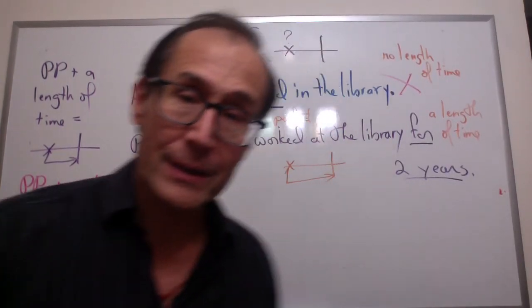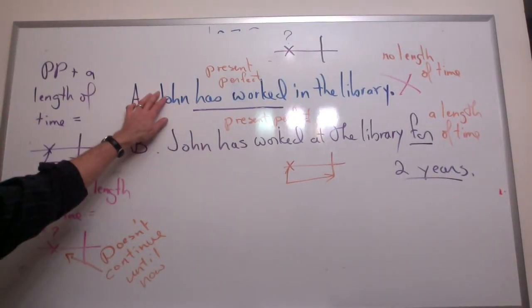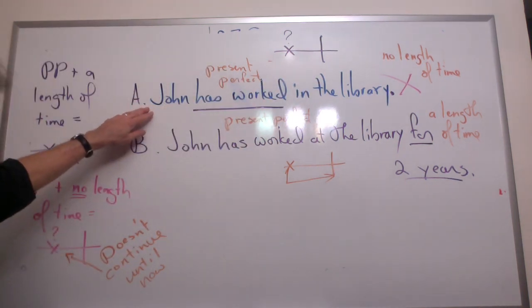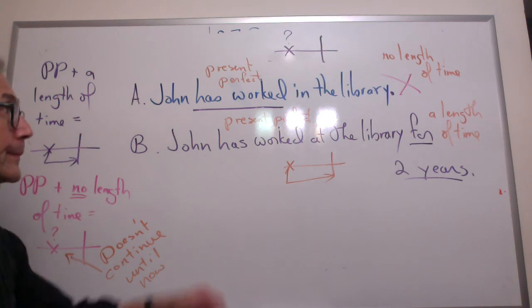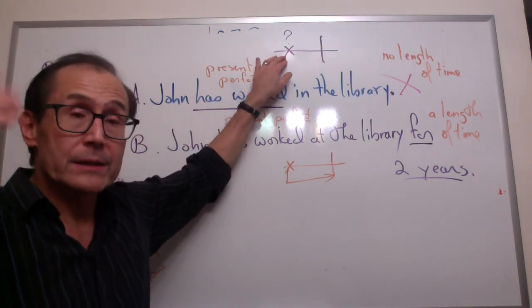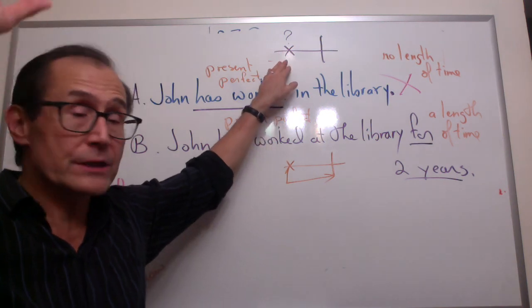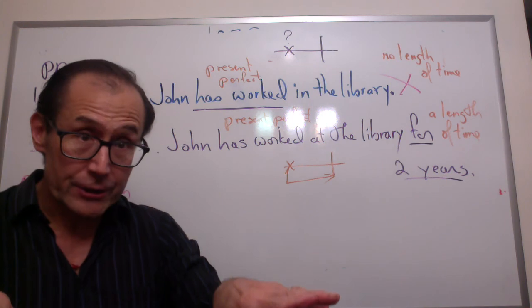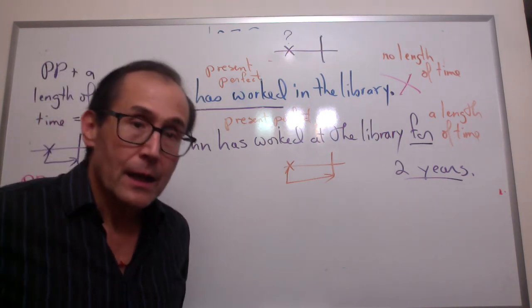It's continued until now. The other sentence, present perfect with no length of time, John has worked at the library, means that he worked at the library sometime in the past, maybe 2 years ago, 4 years ago, 5 years ago. We don't know because the time is not clear, but it's finished in the past.